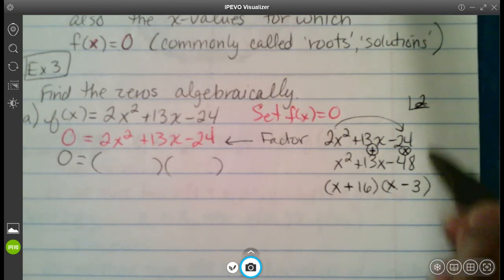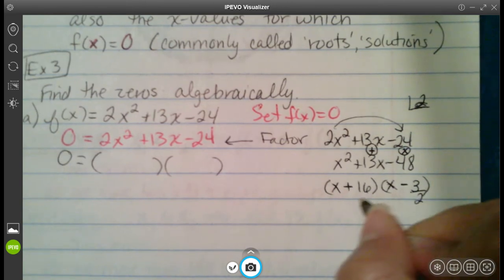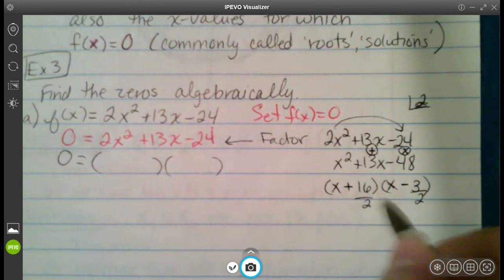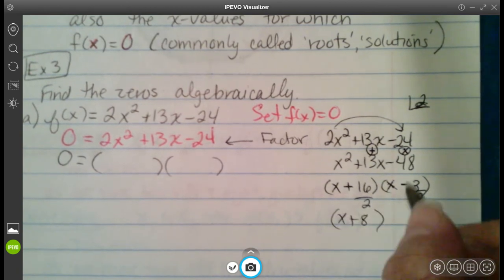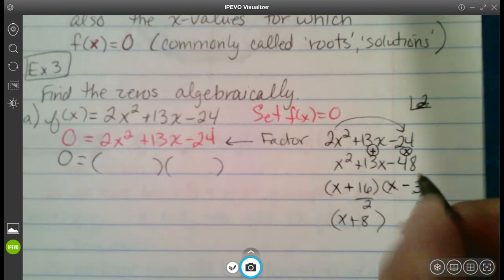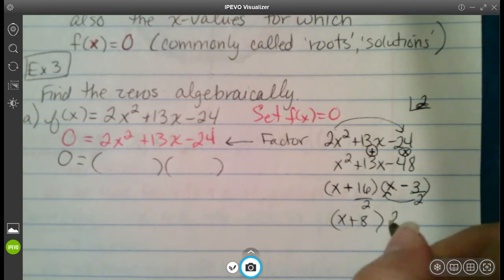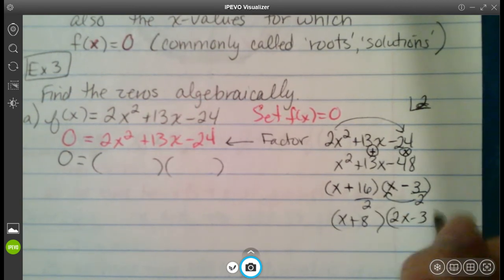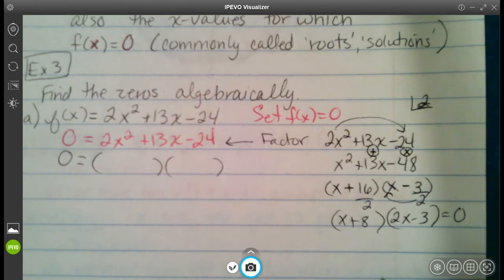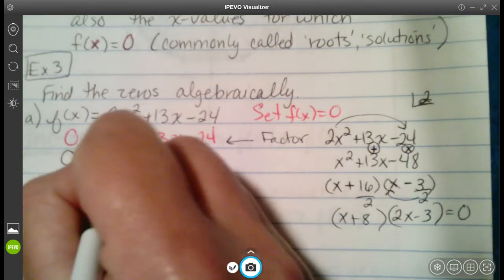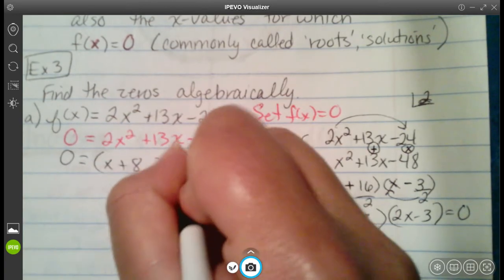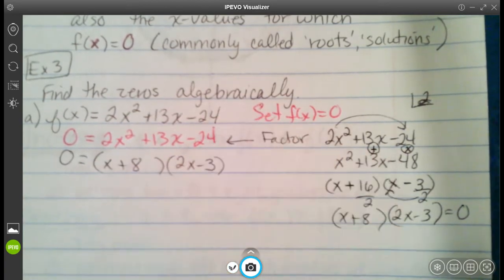And now I have to bring back that 2, so I'm going to go ahead and bring my 2 back over here and simplify. So this would be x plus 8. And this one, I have to slide my 2 back over here. So this would be 2x minus 3, okay, equal to 0. So there are my factors. I'm going to go ahead and put them over here now. So x plus 8 and 2x minus 3.